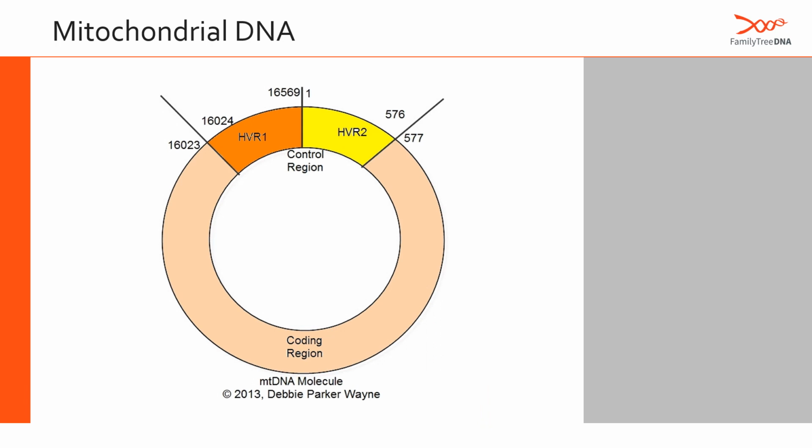The ring structure of mitochondrial DNA is composed of 3 main regions: HVR1, HVR2, and the coding region. HVR1 and 2 together form only a small portion of the overall mtDNA genome, and the mtDNA genome in turn is considerably smaller than the DNA that we find inside the nucleus.